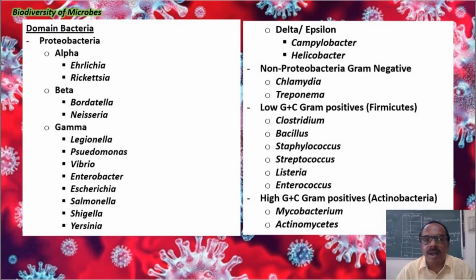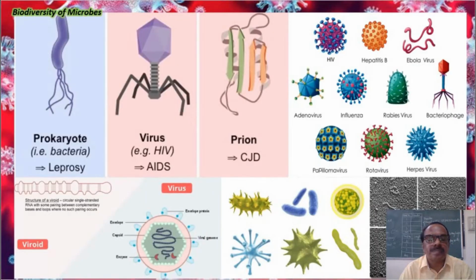Alpha, beta, gamma and delta. We also have non-proteobacteria. We also have gram-positive bacteria. We also have gram-negative bacteria. And these are the different types of viruses that we have.